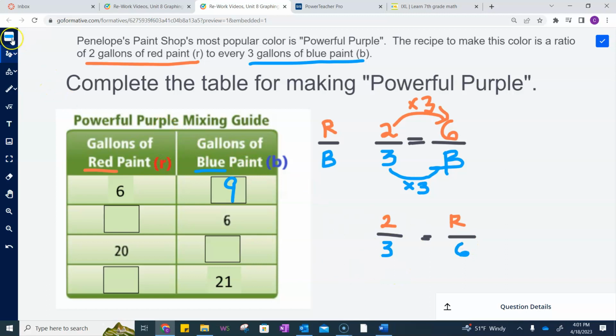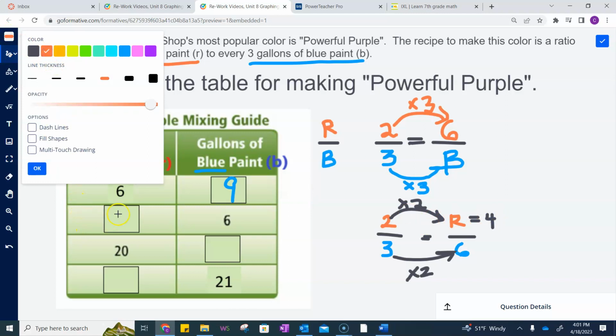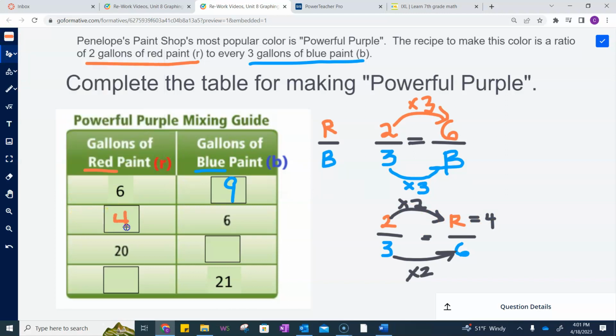gallons of blue. So if that's the case, I needed to scale my 3 gallons up by doubling. And what I did to the bottom, I also had to do to the top so that I kept that colorful, Powerful Purple color coming out. And what I find is I get 4 of the red gallons to 6 of the blue.